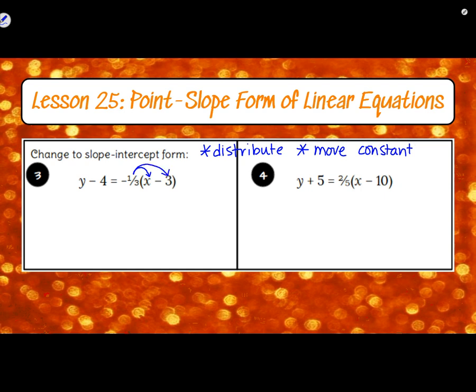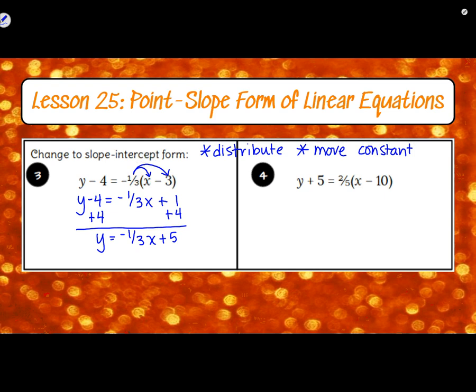So I'm going to distribute. So I have y minus 4 equals negative 1/3 x plus 1/3 times 3, which is 1. And then move that constant by adding 4 to both sides. So y equals negative 1/3 x plus 5. And that's it. So you distribute the slope into those parentheses, and then you move the constant that's over with the y, and now it's in slope-intercept form.